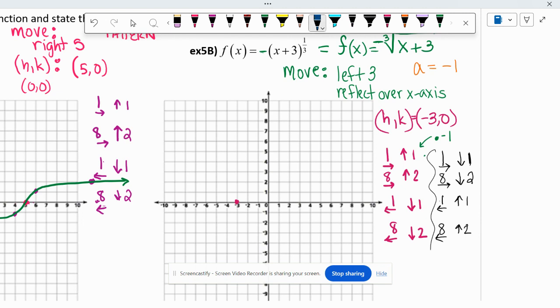So I'm going to start at my starting point. And if I go to the right 1, I actually go down 1. And to the right, 1, 2, 3, 4, 5, 6, 7, 8, down 1, 2. If I go to the left from my starting point 1 unit, I go up 1 now, it changes direction. And if I go to the left 8, I go up 2. So your graph looks like this. Wiggle.